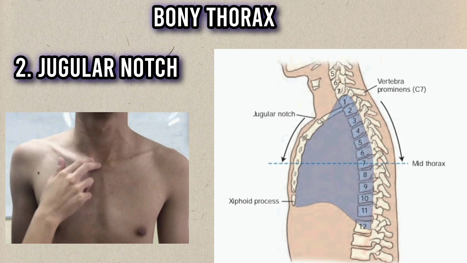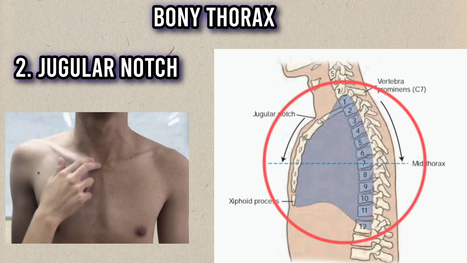Now, the mid-thorax at the level of T7, which is the 7th thoracic vertebra, is located easily using these two landmarks, which are the vertebral prominence and the jugular notch. So, these are the topographic positioning landmarks, and this is the anatomy of the bony thorax found in the chest. In another video, we are going to talk about the respiratory system and then the mediastinum. We are going to talk about the organs found in the mediastinum.